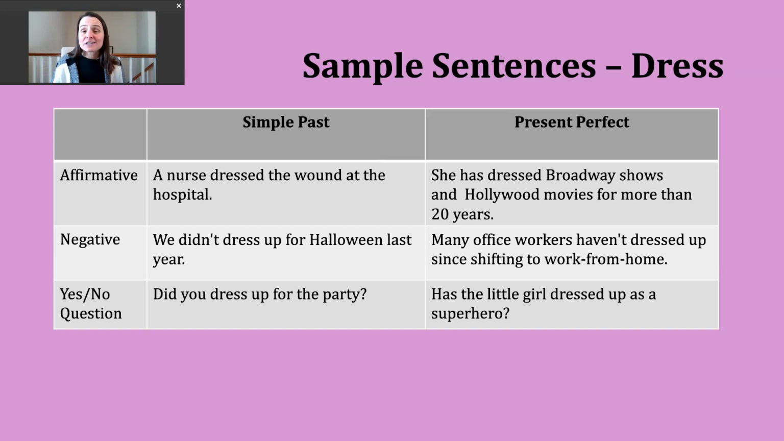Lastly, let's look at making a yes or no question in the present perfect. To do this, we're going to start with have or has, then we'll have our subject, and then the participle form of the verb. Here's another example. Has the little girl dressed up as a superhero? Right? So again, this is the meaning connected to a costume.